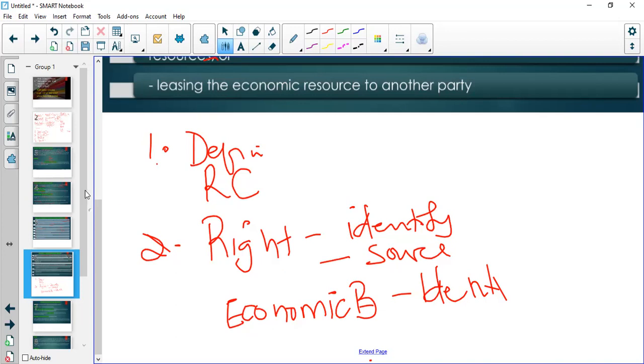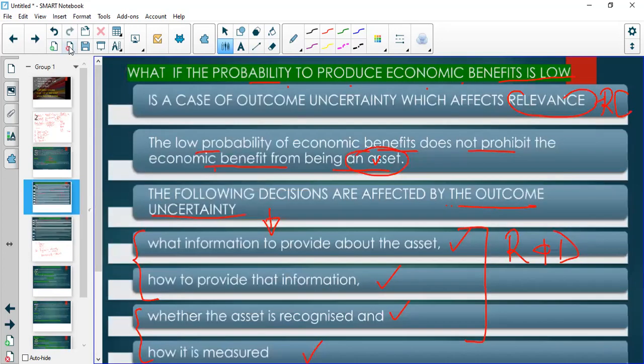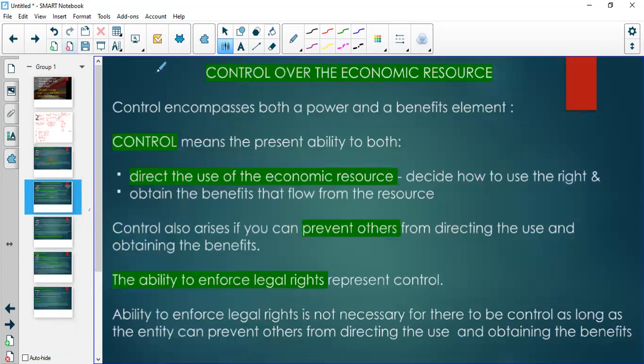So now we need to know the control aspect. Does the entity control that economic benefit, that right to the economic benefit? Does the entity have control? So control means you have the present ability to direct the use of the resource. You decide how to use the right. And as you decide how to use the right, you obtain the benefits from the resource. So that means you have control. Remember, an asset is a present economic resource controlled by the entity. So we have to also touch onto the control aspect and say, is there control here?